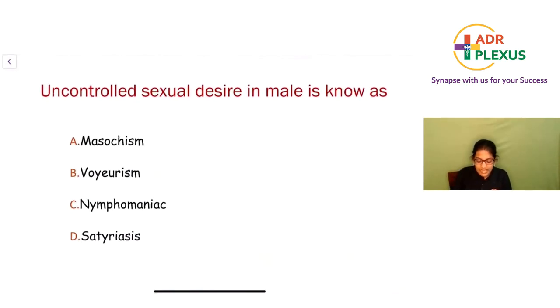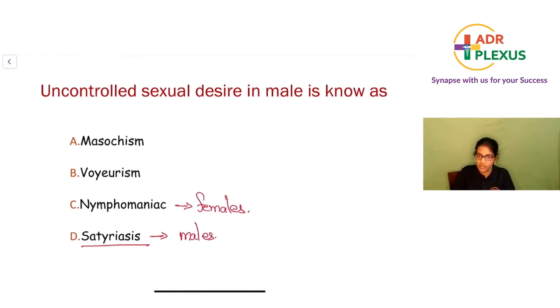Uncontrolled sexual desire in male is known as, or the wording can be anything, they can say excessive desire, that's known as satyriasis. Now, this is for males. Nymphomaniac is used for females. So these two we should be knowing.